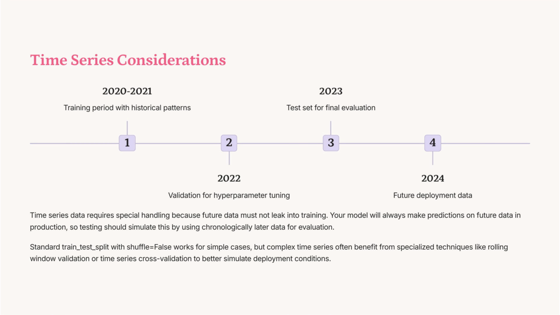Time series data demands careful handling to prevent future data leakage into training. Use chronologically ordered data for evaluation, simulating real-world predictions, while train-test split with shuffle false suffices for basic cases. Advanced methods like rolling window validation or time series cross-validation better mimic deployment scenarios, ensuring robust model performance.